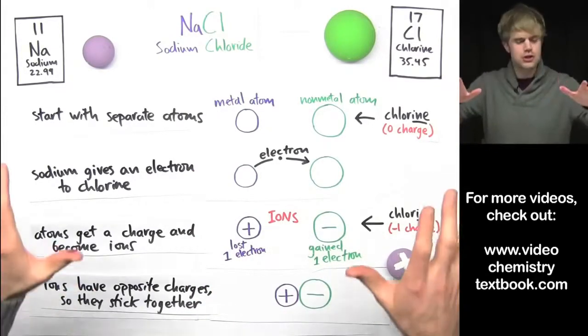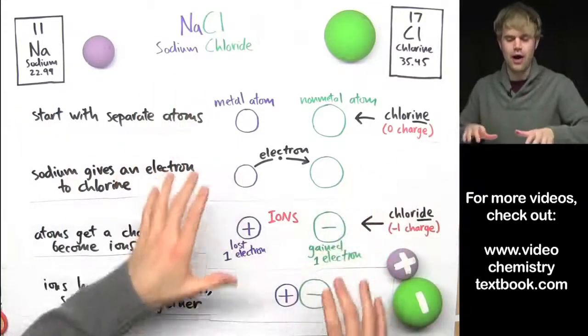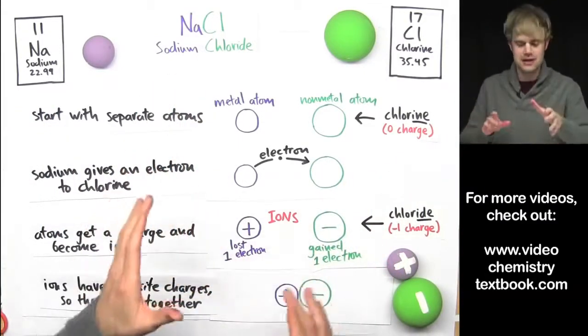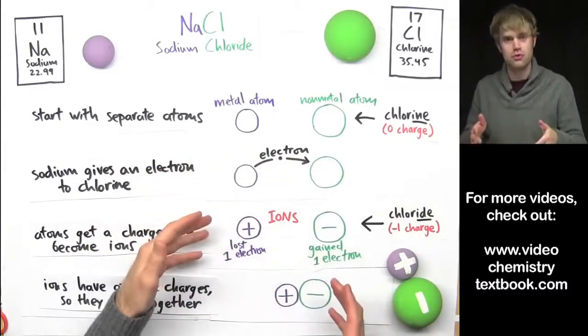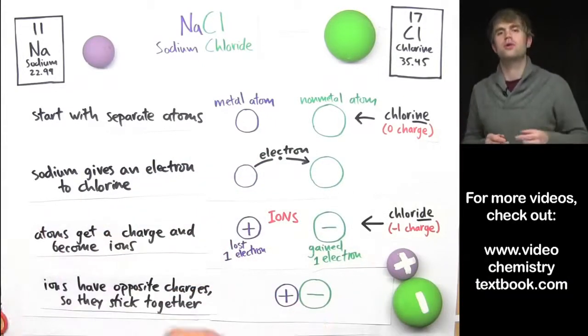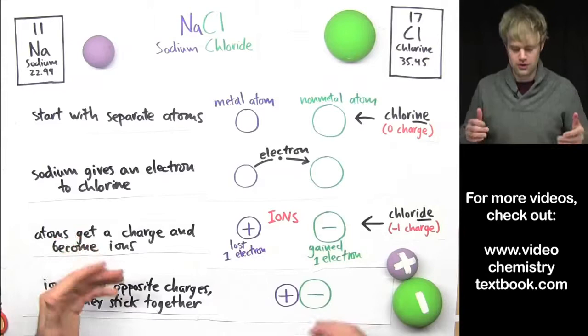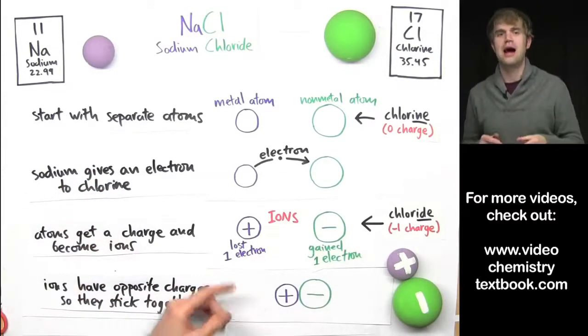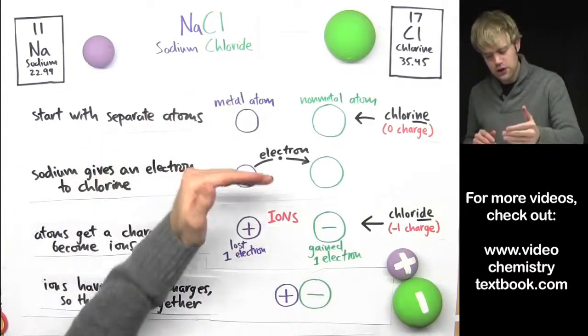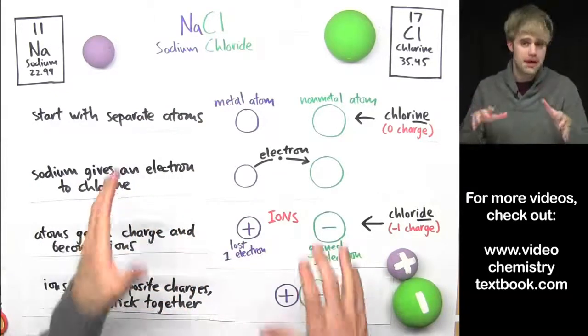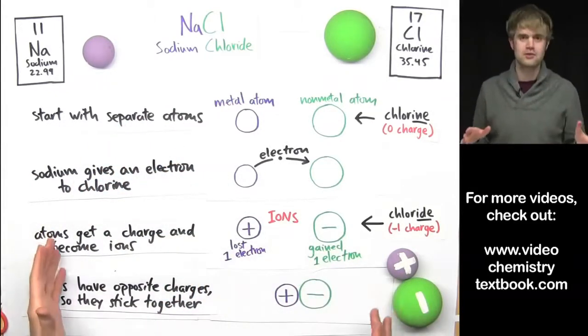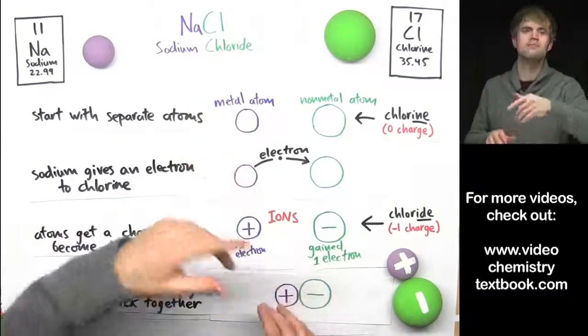Okay, so this is just the very basics of how ionic bonds form. We haven't really talked about details, why the electrons move, and that kind of thing. That's what we're going to do in the next video. So to go a little bit more in depth, check that out. But before you do, just make sure that you understand these basic steps of how ionic bonds form. And then once you're good with this, we'll go from there.